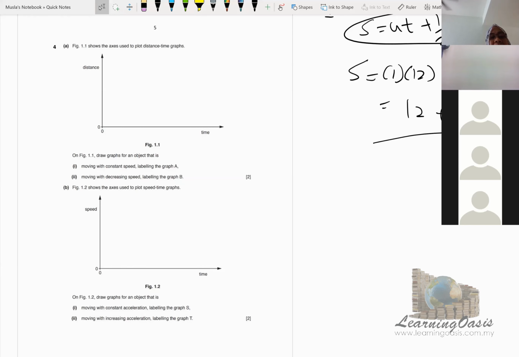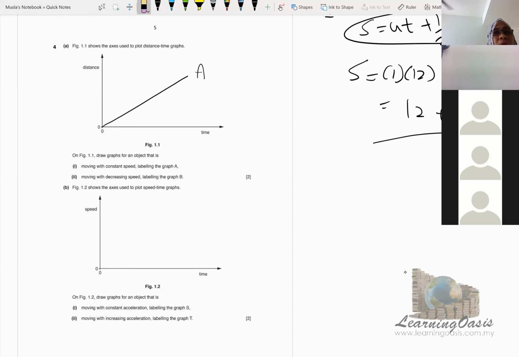Constant speed. This is a distance time graph. A line. Right, so this is graph A. Moving with decreasing speed, how does it look like? It's going down. Okay, now take a deep breath and ask yourself, this is a distance time graph. What can you get from a distance time graph?